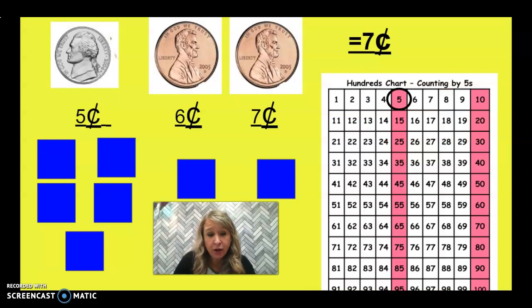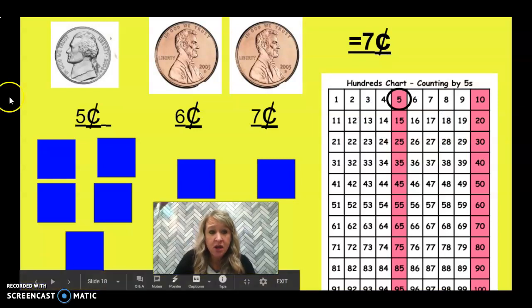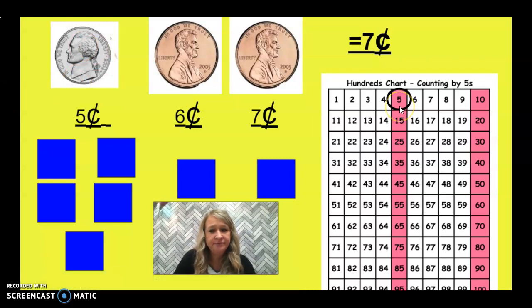The other way we can count money is by using our hundreds chart. We're going to start with the largest coin amount, which is 5. A nickel is worth 5 cents. So we're going to start on the 100 chart on number 5. Now the penny is worth 1. So we're only going to move 1 space forward for that penny. Now we're going to move 1 space forward for the second penny. What number did we land on? 7. 5, 6, 7, which is how much money we have? 7 cents.